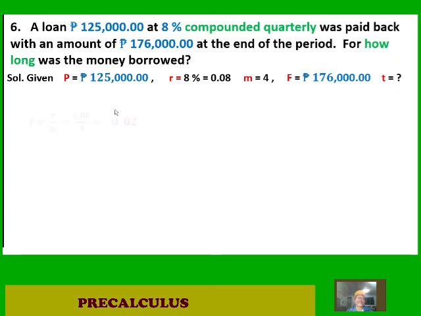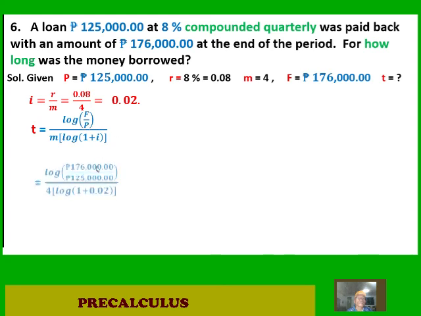Okay, let us solve for I and N. I is equal to R over M. R is 0.08, M is 4. Divide, 0.02. Oh no, no more N. T. The formula for T is equal to log of F over P, all over M times log of the quantity 1 plus I. Substitute F and P. F is 176,000, P is 125,000, M is 4, I is 0.02.